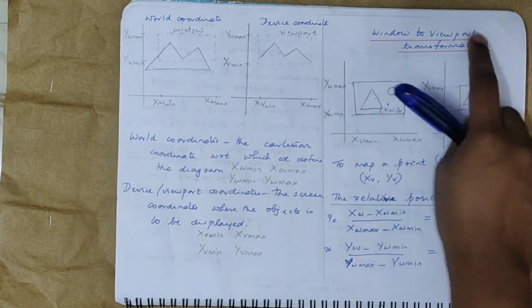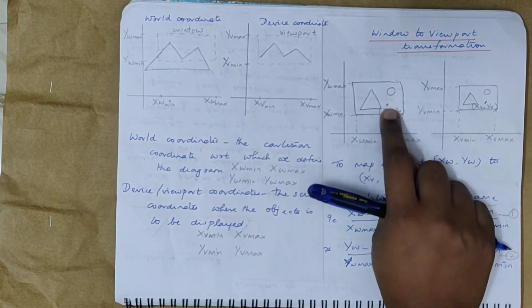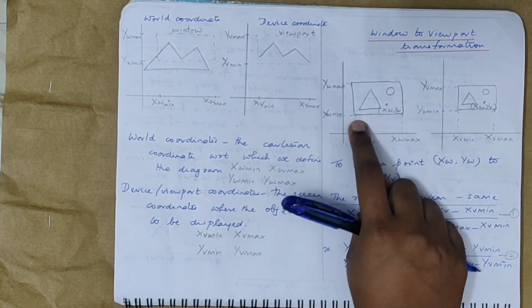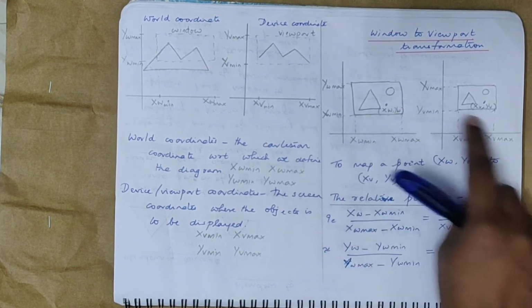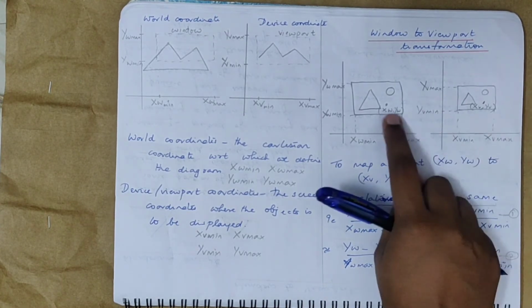So for this window to viewport transformation, in order to convert the points, let us take a particular point. Suppose there is an image of this form, you have a rectangle and you have a circle. Now I want to convert this image to the device coordinate system. So to do that, let us start with a point.